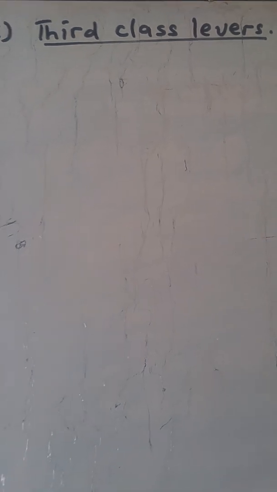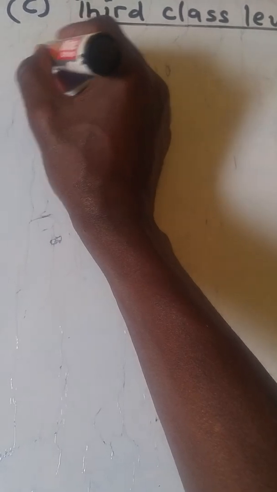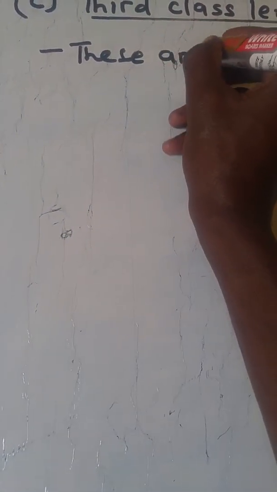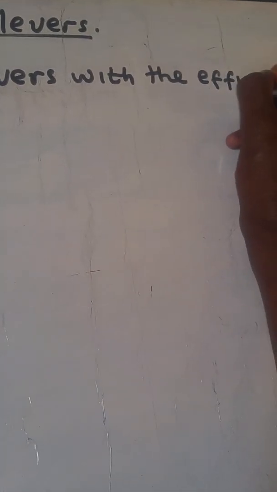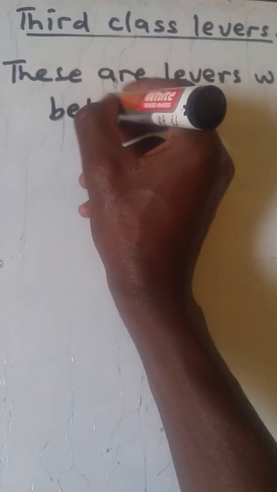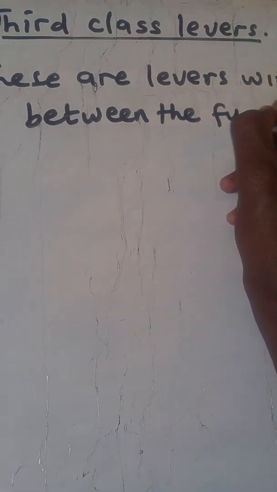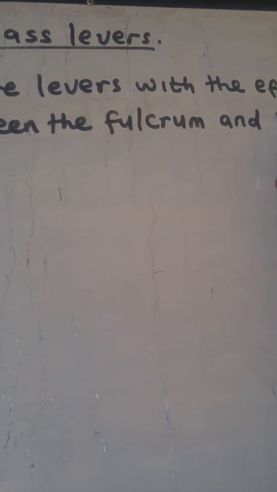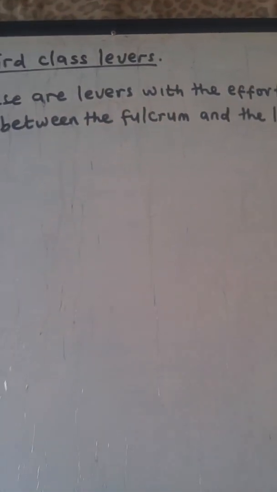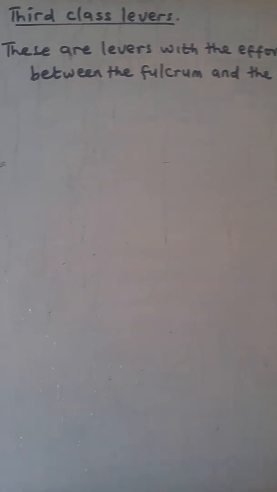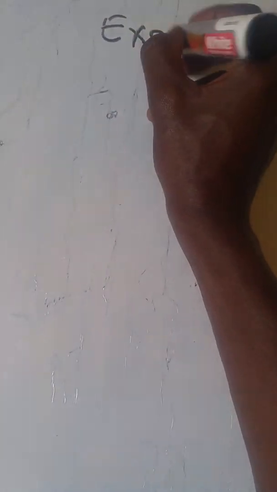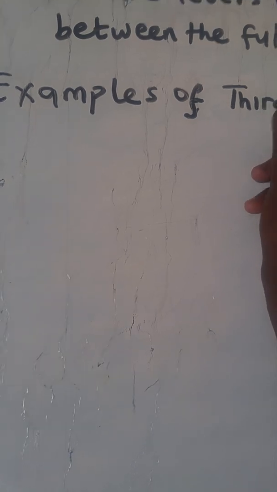We are now on third class levers, which is the third part. So these are levers with the effort in between the fulcrum and the load. See, this time we are having the effort. These are levers with the effort in between the fulcrum and the load. Let's also look at examples of third class levers.